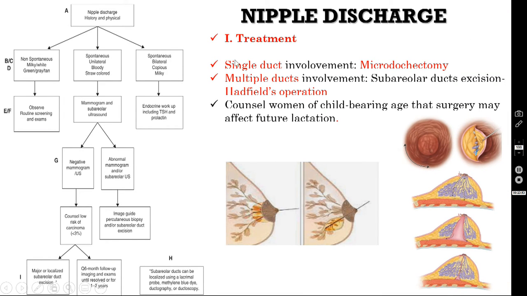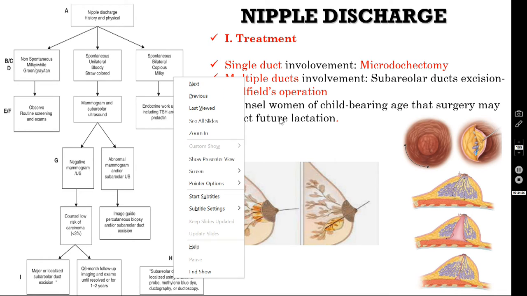If the discharge is coming from a single duct, then you have to do a surgery called microdochectomy. Then you have to subject the specimen for biopsy to find out whether it is a benign papilloma or a malignant carcinoma. You have to confirm it by sending the specimen for biopsy. If the discharge is coming from multiple ducts, then we have to do subareolar duct excision, and this surgery is called Hadfield's operation.